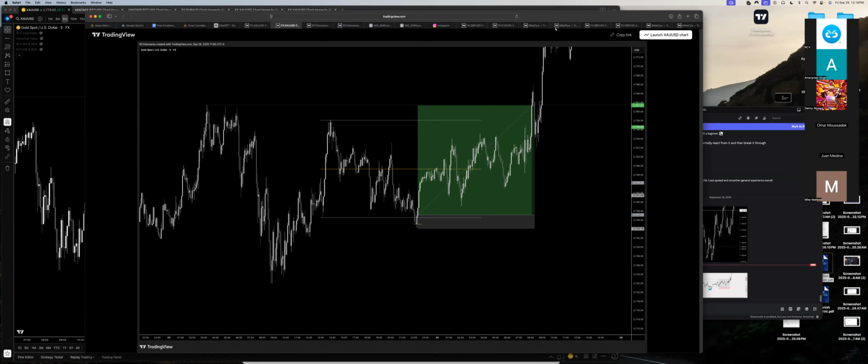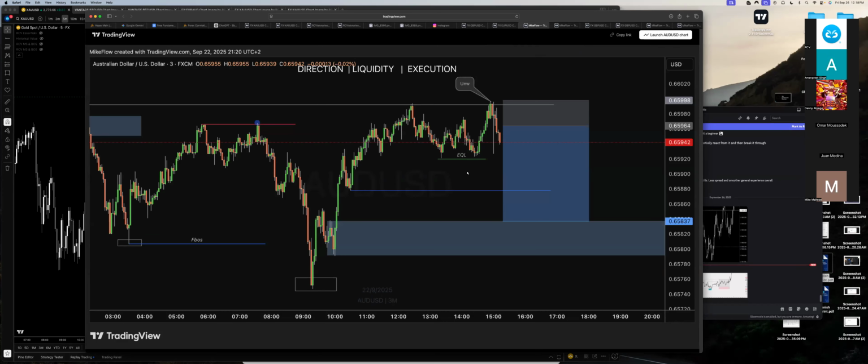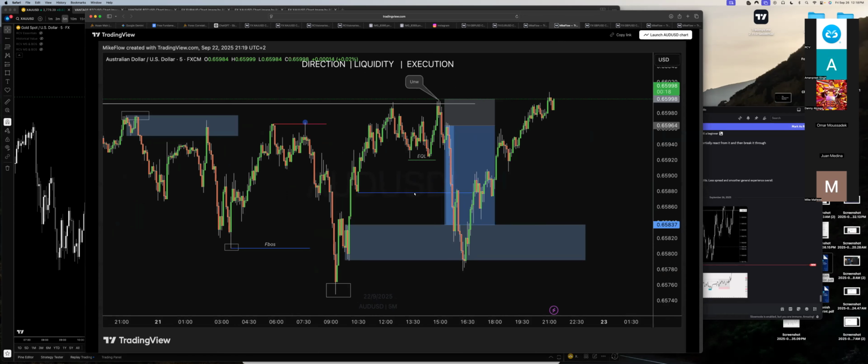Okay, so this looks like a sweep, kind of. But the structure's still bullish, so I think it's a bit aggressive. I think you might be a little early, even though it could be correct. Okay, yeah, it ended up being correct. Very nice. I like that.